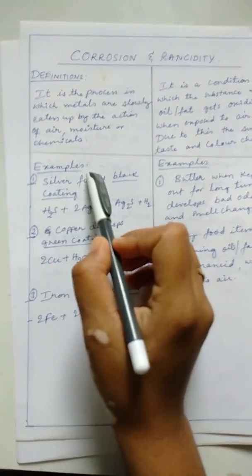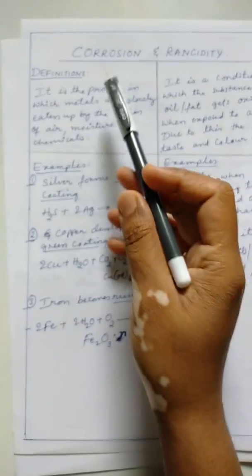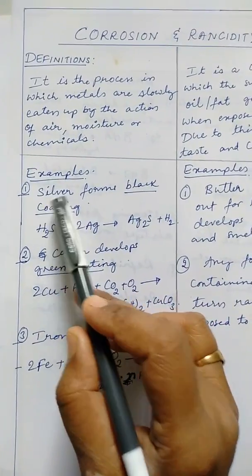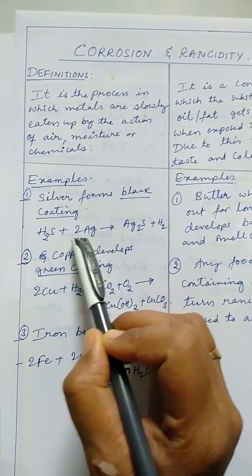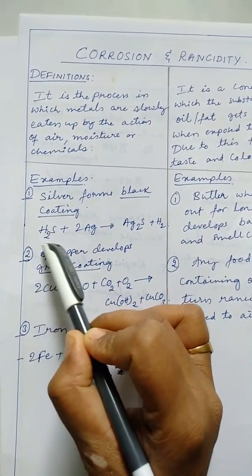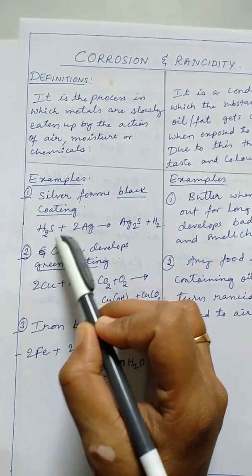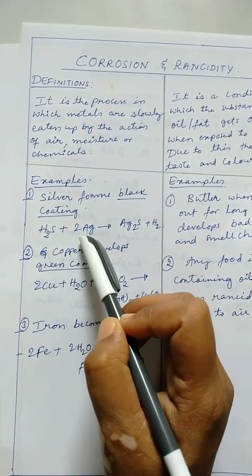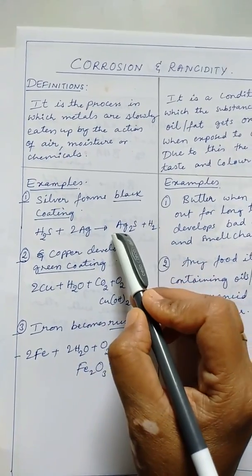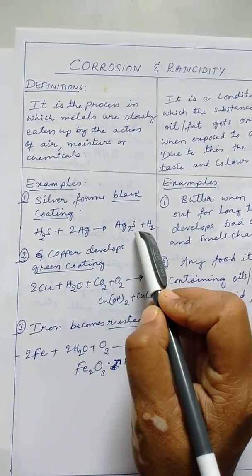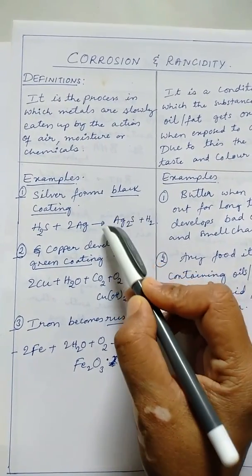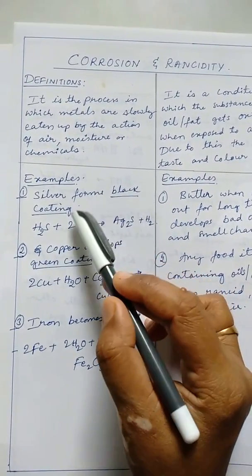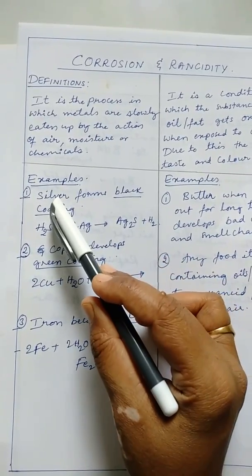Speaking about the examples of corrosion and rancidity, let us talk about examples of corrosion first. Silver forms a black coating, and how is this happening? Silver reacts with the hydrogen sulfide gas that is present in the atmosphere and forms silver sulfide, and hydrogen gas is released. This silver sulfide is mainly responsible for the black colored coating on silver.